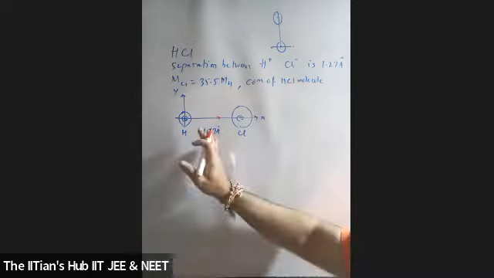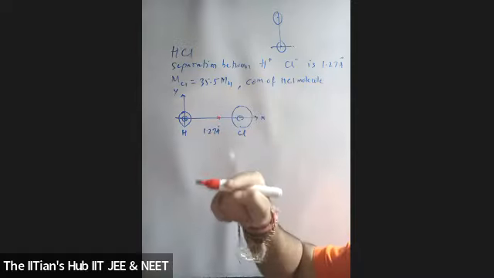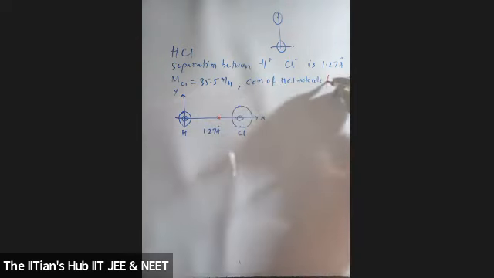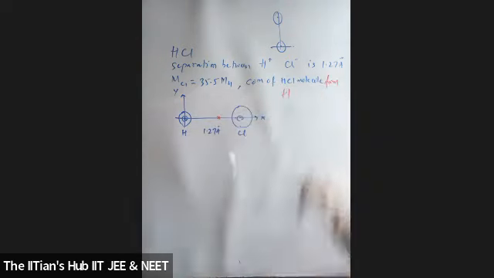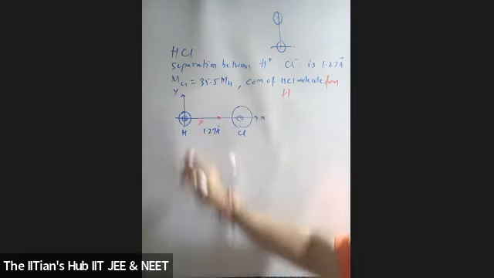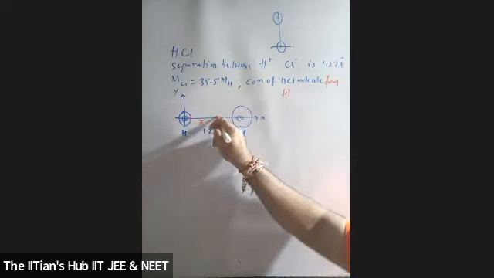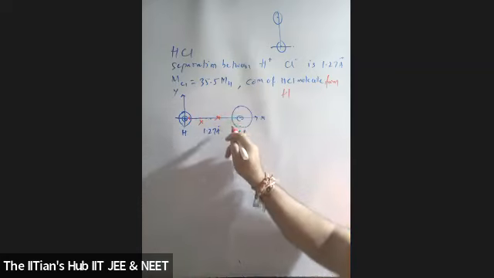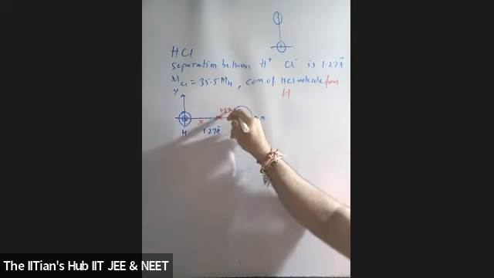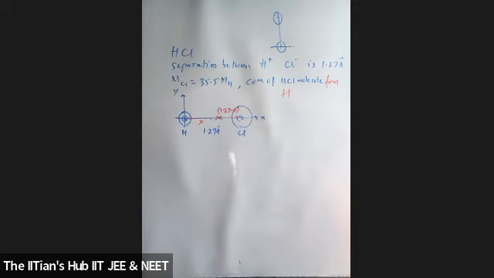Now suppose I specifically gave this question: find the center of mass of the HCl molecule from hydrogen. If I give this question in the examination, please try to take this distance as variable x. Take this distance as x, understood? So what will the other one be? The other will be 1.27 minus x.